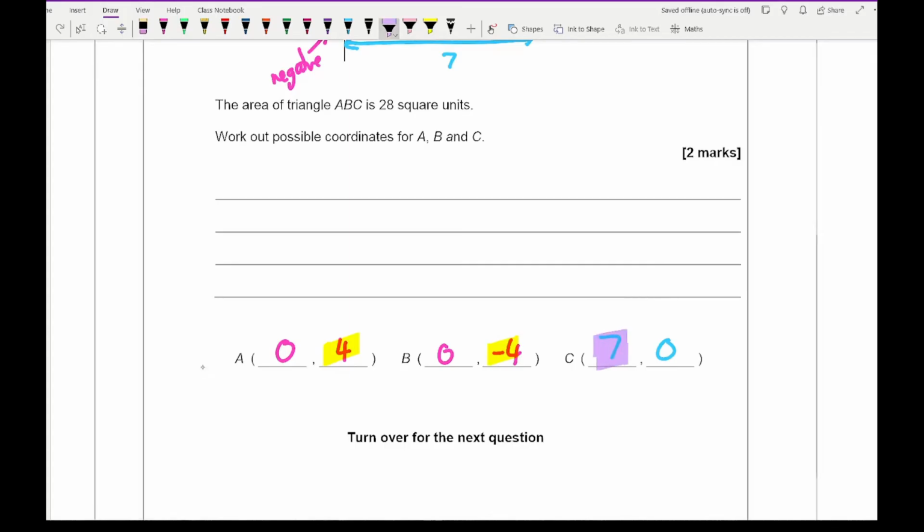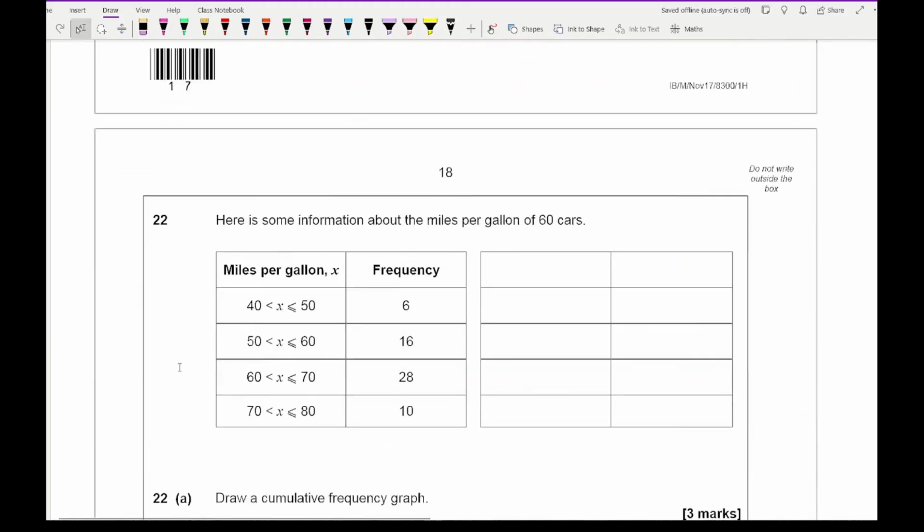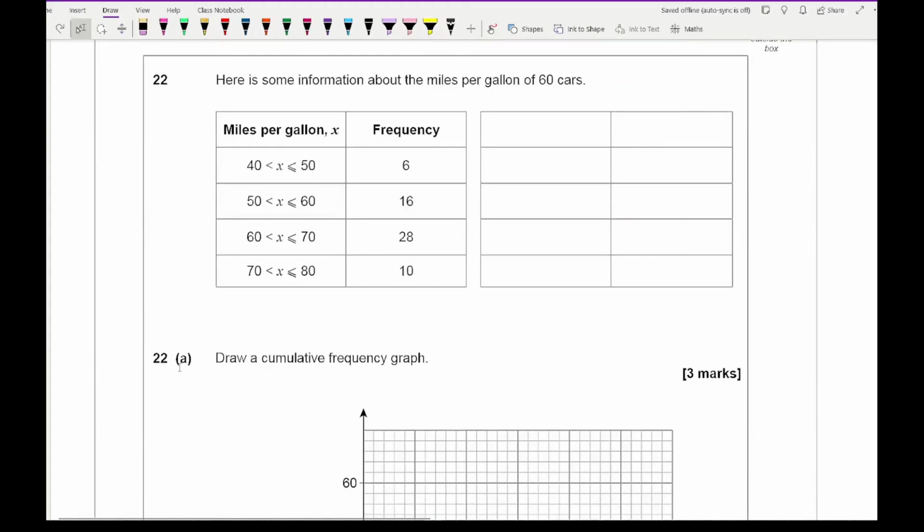So the lilac number multiplied by the sum of the 2 yellow numbers have got to multiply to give you 56 for this to be true. So moving on to question 22, it says here is some information about miles per gallon of 60 cars, and the question is asking us to draw a cumulative frequency diagram.